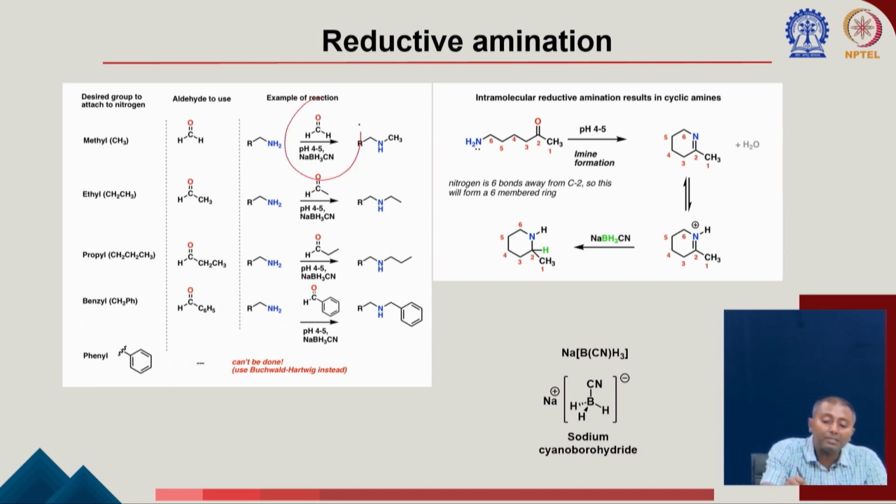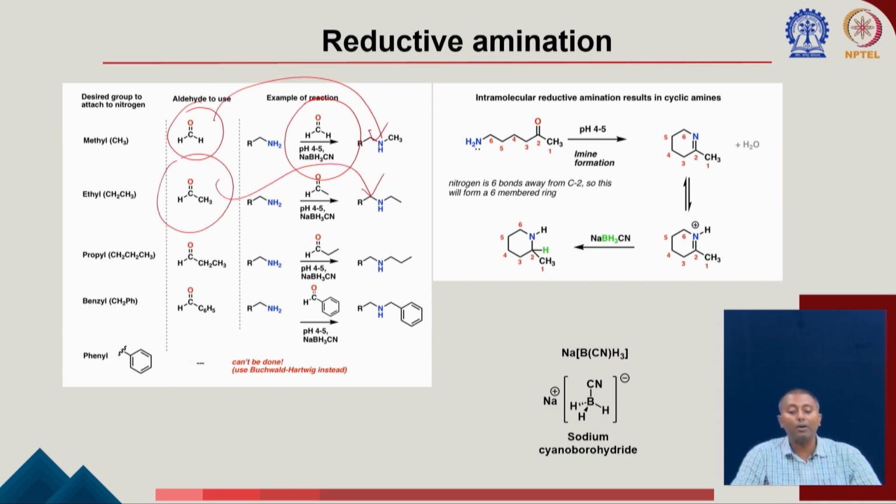So now if you take cyanoborohydride, and you take an amine and you take an aldehyde, this is called a reductive amination. You start from the aldehyde and you end up making an amine here. In every case you can see, starting from the aldehyde you are making an amine. So this reaction is called a reductive amination, and it is done at pH 4 to 5 using cyanoborohydride in the presence of aldehyde and the amine.